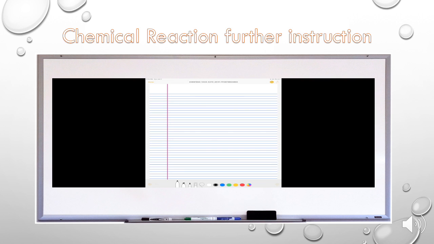Next, we have word equation, a way of describing a chemical reaction using the names of the reactants and products. Lastly, we have chemical equation, a way of describing a chemical reaction using the chemical formulas of the reactants and products. Now that you know the terminology, we will have just enough time to learn about combustion. Please take your time and write down the following on the screen. If you need more time, you may pause the video.